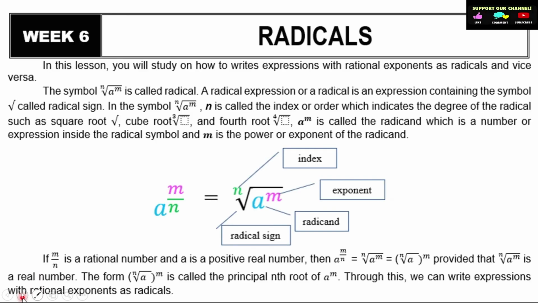Okay, so week 6. The topic for week 6 is about radicals. In this lesson, you will study how to write expressions with rational exponents as radicals and vice versa.